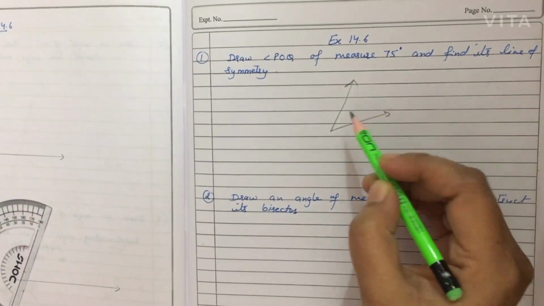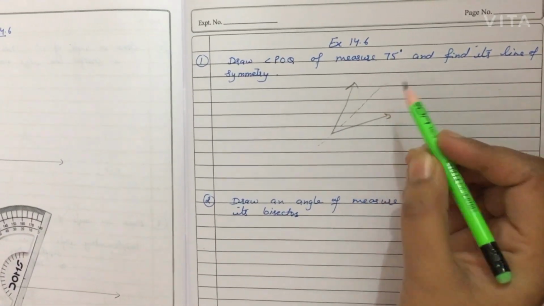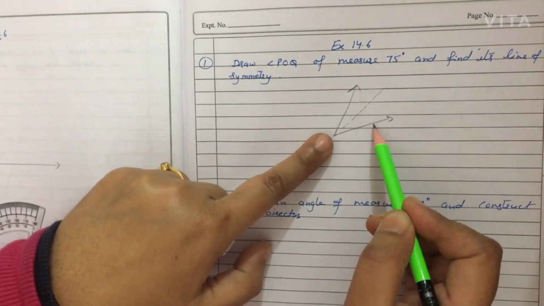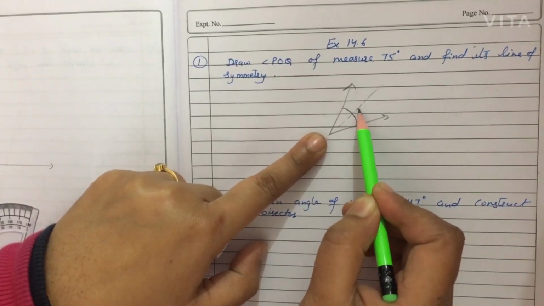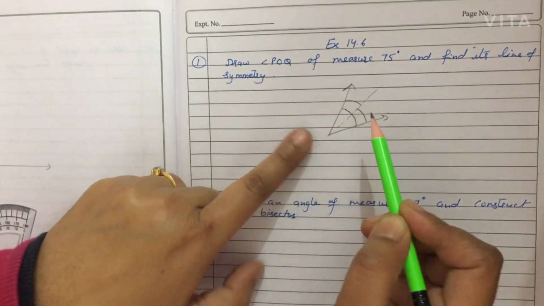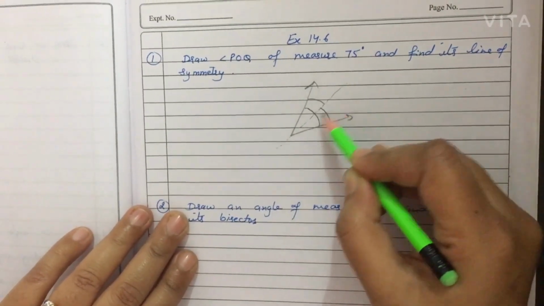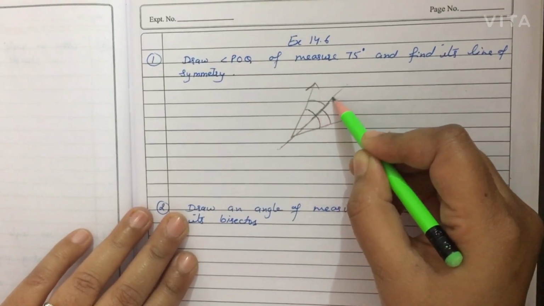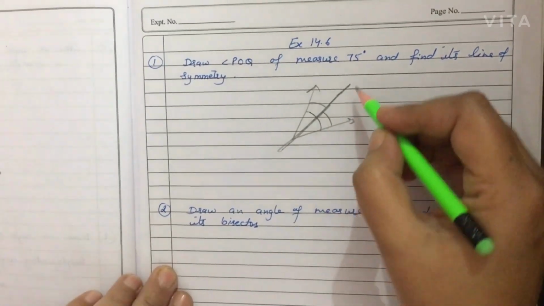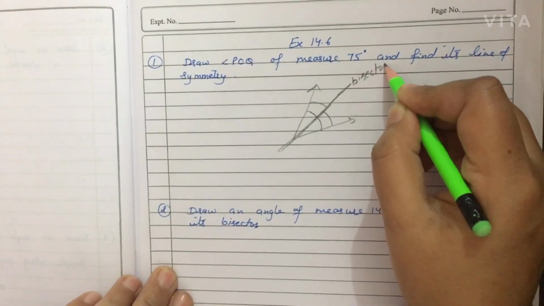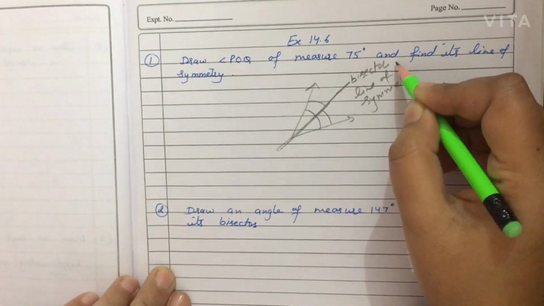Line of symmetry means the line which divides the given angle into two equal parts. It means if we fold this angle along this line, it will divide the given angle into two equal parts, meaning this part and this part are the same. Bisector also has the same meaning. So a line of symmetry and a bisector of any angle mean dividing the given angle into two equal parts. This is called the bisector as well as the line of symmetry of the given angle.